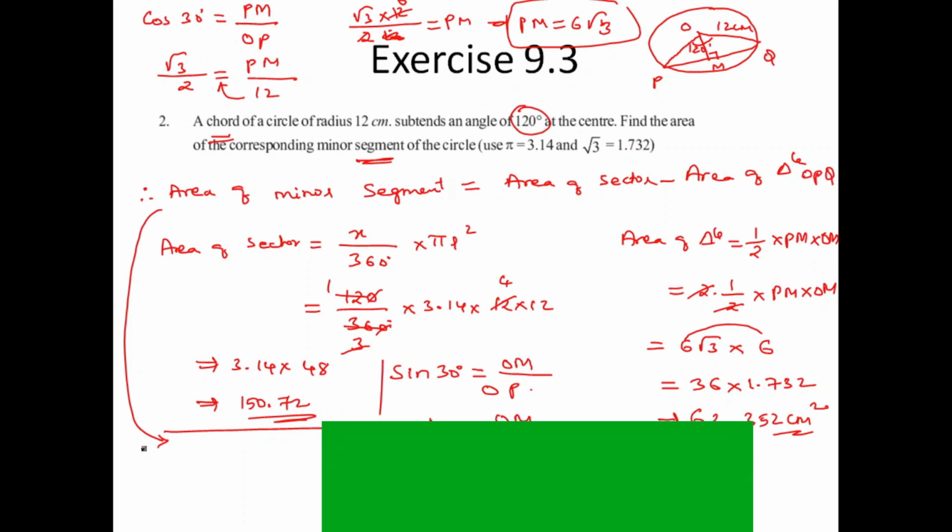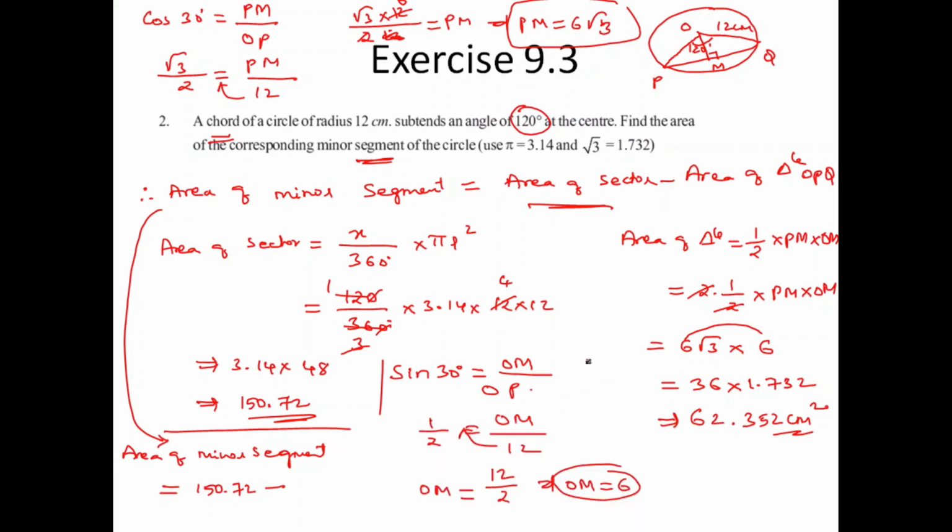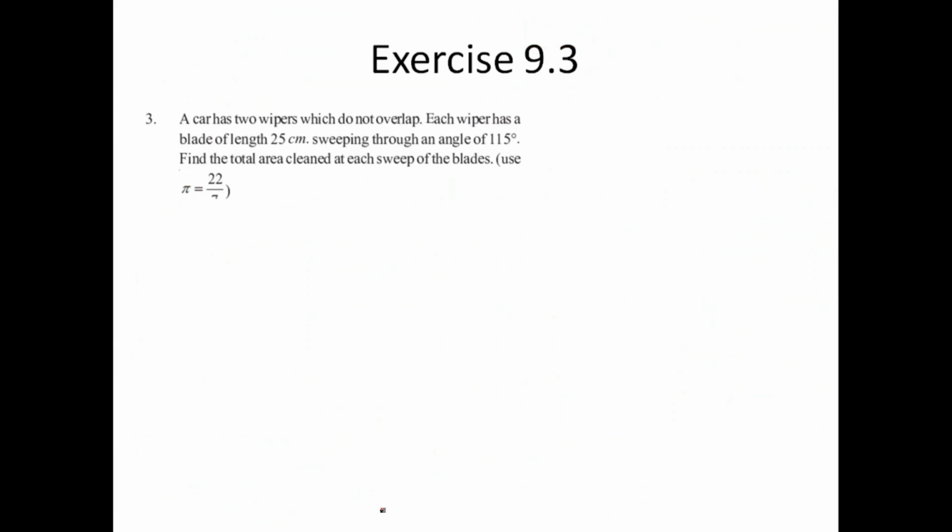So how do we remove the area of the minor sector? The area of the minor segment, let me write it here, area of minor segment, I should not say sector, it is a segment, is equal to area of this sector, that is 150.72, minus area of the triangle, that is 62.352. So when I am doing these two subtraction, the resultant is 88.368 centimeters square. I hope this is also clear to everyone. Let's look at the next one over here.